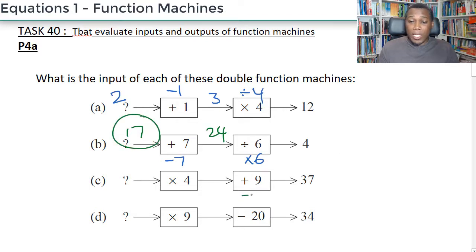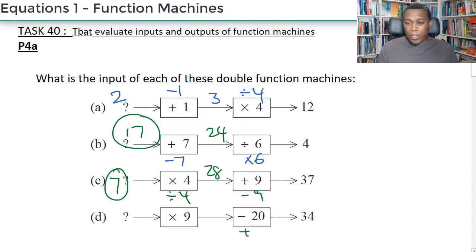Then 37 take away 9. Divide by 4. If I took away 10 from 37, it would be 27. So what I'm looking at is 28. 28 divided by 4 is 7. Going forward, 7 4s are 28. 28 and 10 is 38. So 28 and 9 is 37. I've got that right.